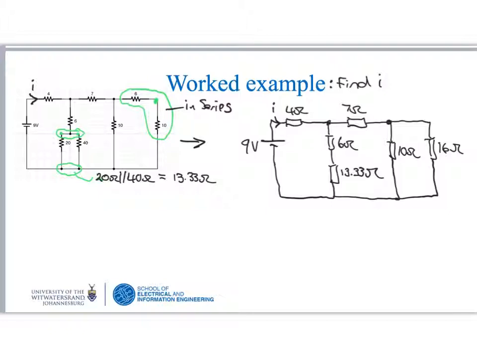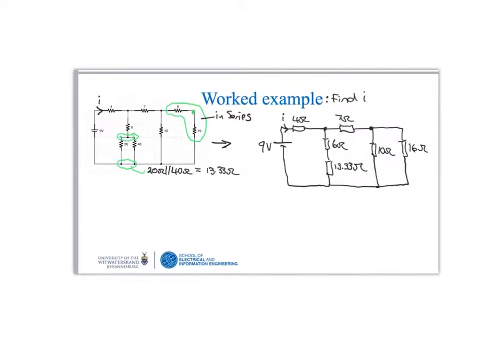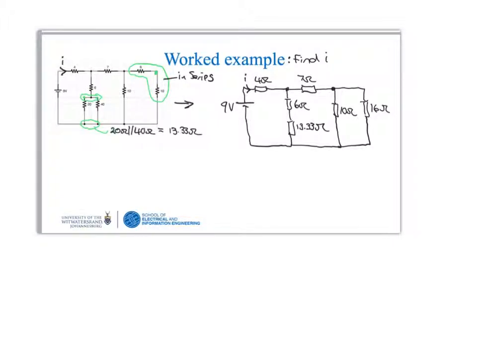Looking at this drawing now, we can see that over here, the 6 ohm and the 13.33 ohms are in series. So we can just combine them, and the 10 ohm and the 16 ohm share this expanded node and this expanded node, so they are in parallel with each other. So we've got 10 ohms in parallel with 16 ohms.